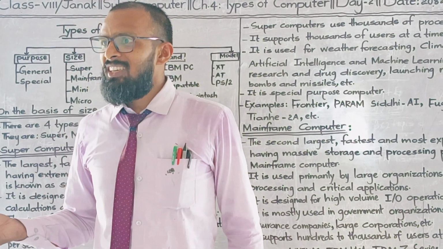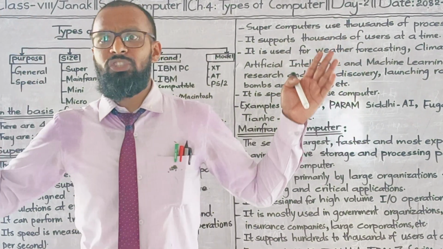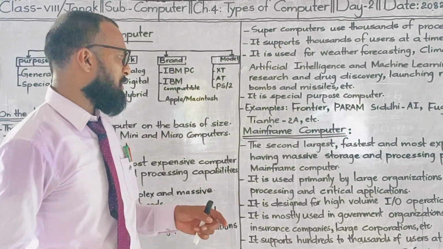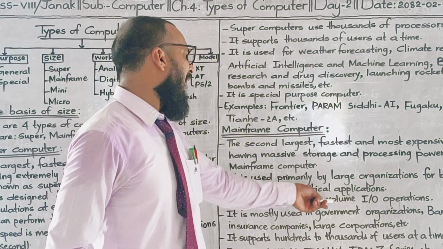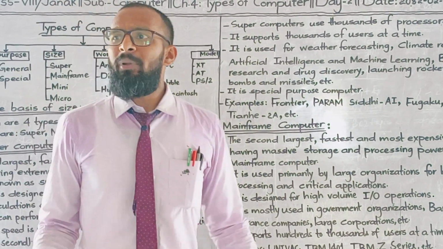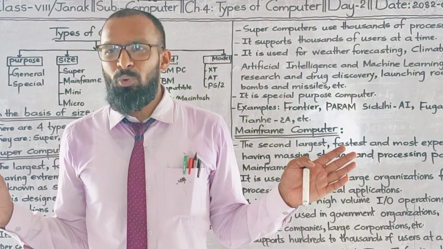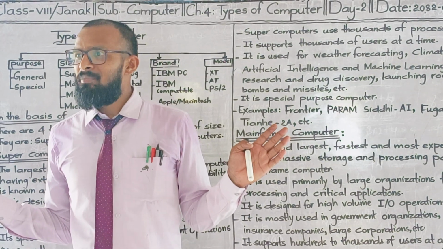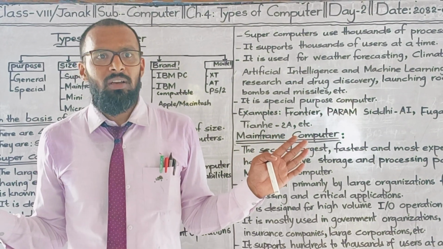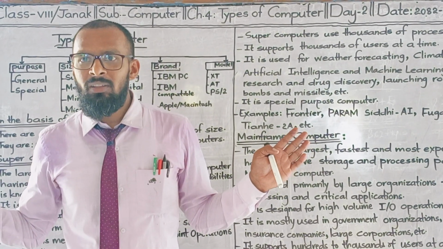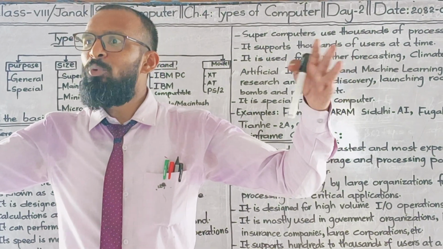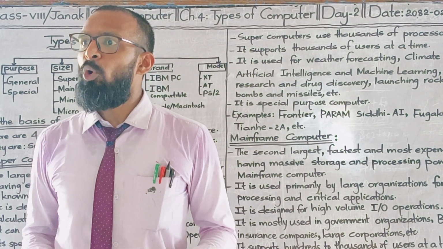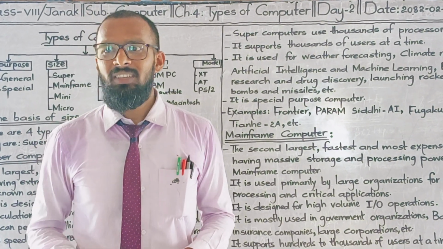The mainframe computer handles bulk data as well as critical applications. It also has massive storage capacity, and it is designed for a high volume of I/O operations. I/O means input and output operations. Operation means what? Work, kaam, task. I/O operation, job.